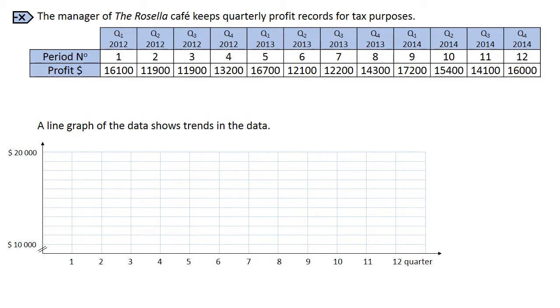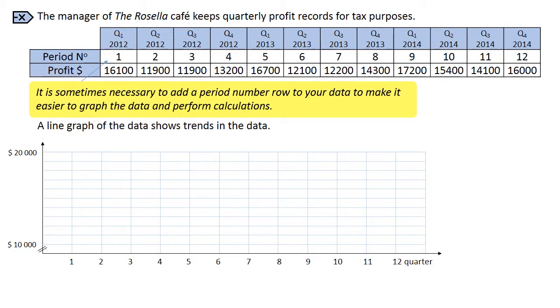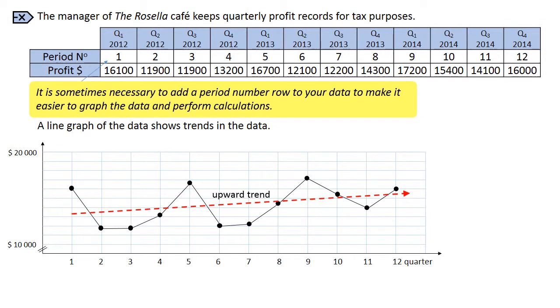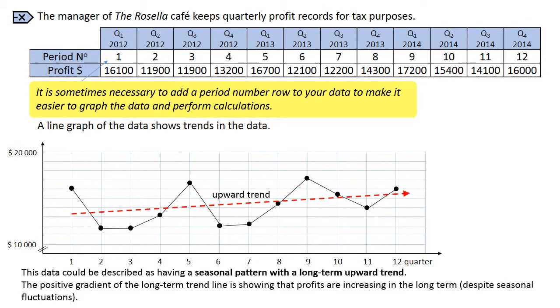This worked example shows the quarterly profit of the Rosella Cafe. Sometimes it's necessary to add a period number row to your data to make it easier to graph and to perform calculations. You might notice that there's a slight upwards trend to the data, and that there's a definite pattern which is repeated over and over again to a regular time frame. We could describe the data as having a seasonal pattern with a long-term upwards trend.